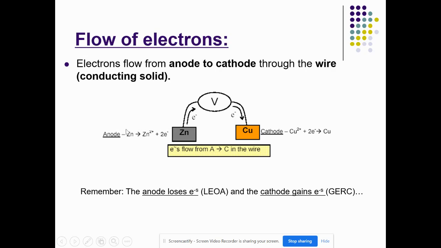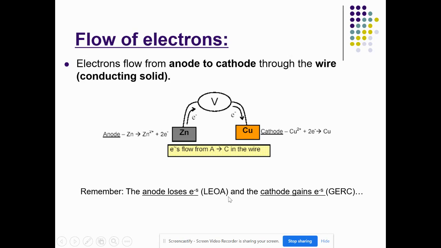All right, so with this one, we have the anode, which was in the previous one, zinc anode, copper cathode. The electrons are going to flow from your anode to your cathode. And this is a voltmeter. This is something you would use to check the voltage of the cell, so how much potential is going through the wire. Remember, the anode loses electrons. That's our LEO: losing electrons is oxidation at the anode. So LEO.